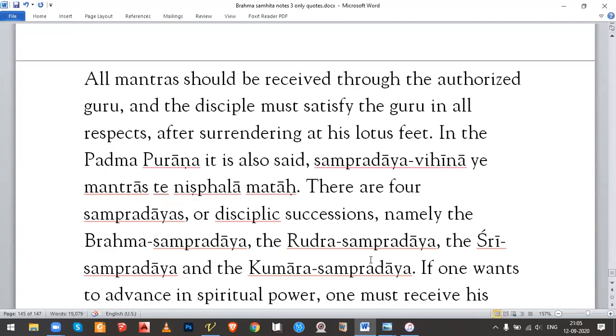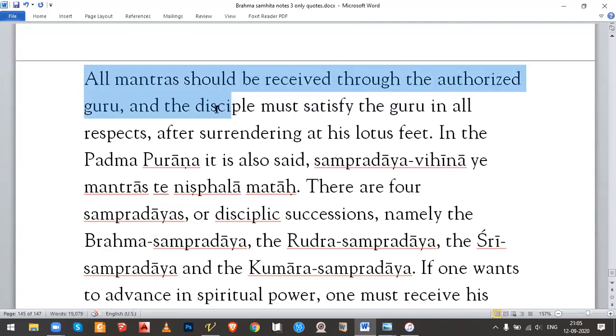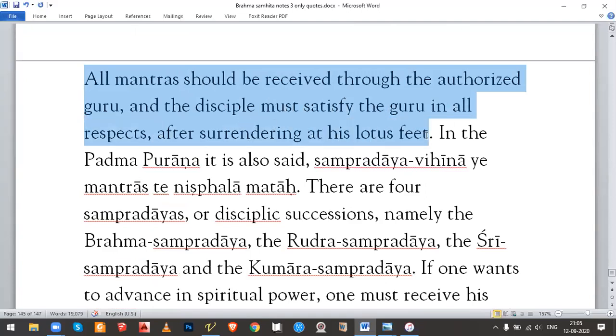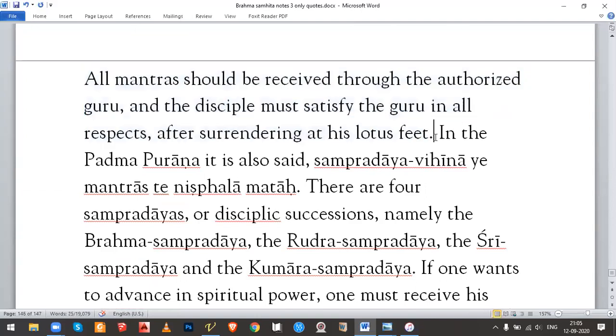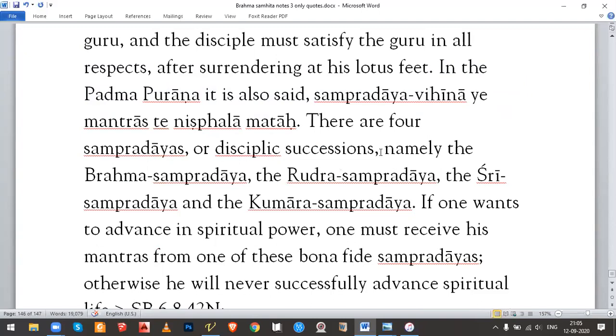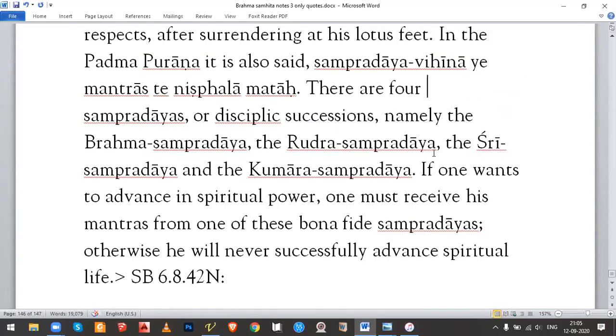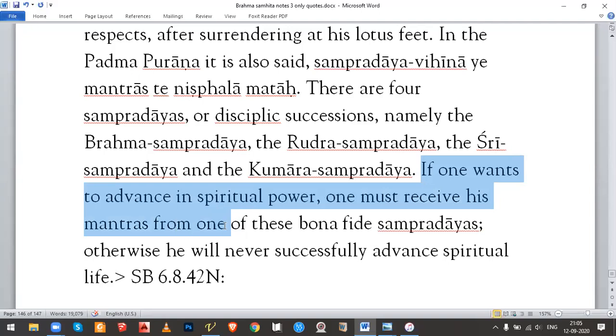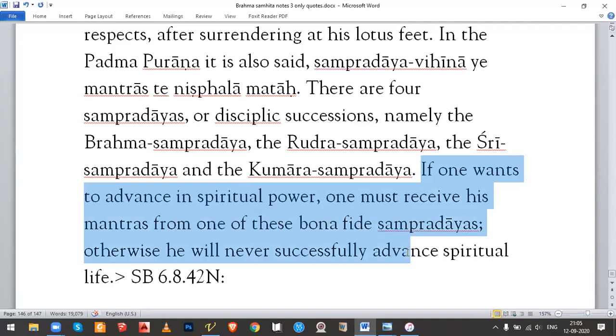Prabhupada's point is here, Prabhupada's warning. All mantras should be received through the authorized guru, and disciples must satisfy the guru in all respects after surrendering at his lotus feet. In the Padma Purana, it is also said, Sampradaya vihinaye mantraste nishfala mataha. There are four sampradayas, or disciplic successions, namely the Brahma Sampradaya, Rudra Sampradaya, Sri Sampradaya, and Kumara Sampradaya. If one wants to advance in spiritual power, one must receive his mantras from one of these bona fide sampradayas. Otherwise, he will never successfully advance in spiritual life.